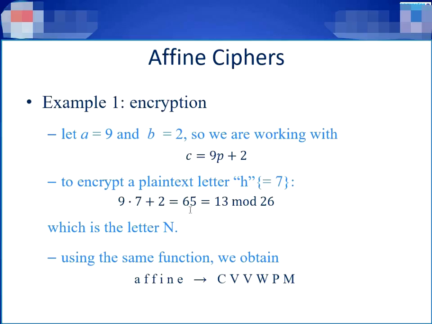Our ciphertext becomes equal to 65, and if we divide it by 26, we are left with a remainder 13. 13 is our desired ciphertext, and 13 is the letter n. So using the same logic, we can encrypt every single letter of the word affine to obtain this ciphertext.